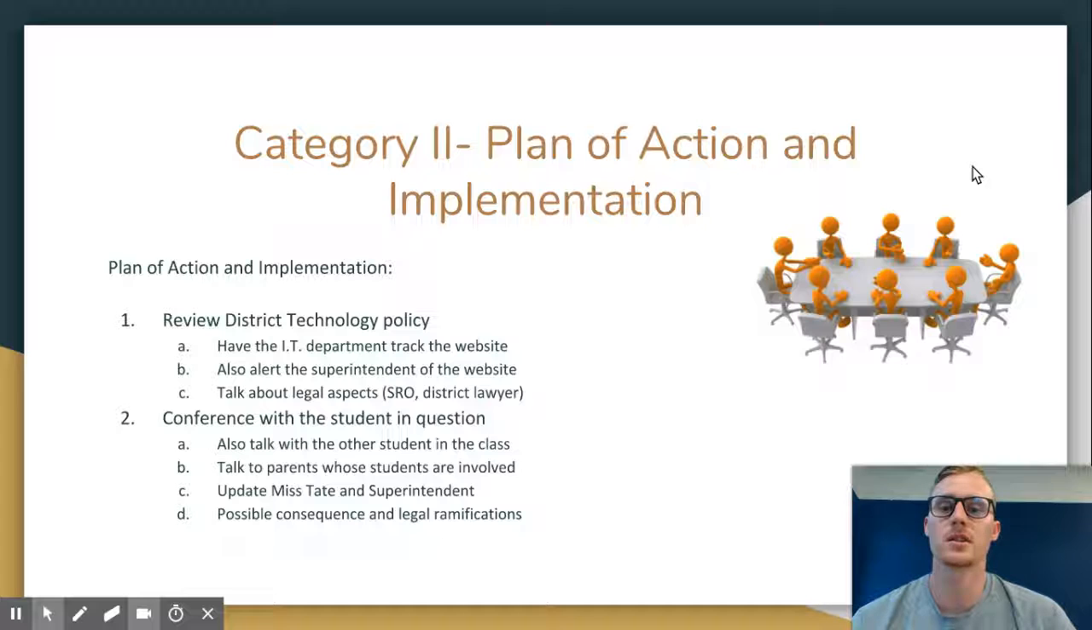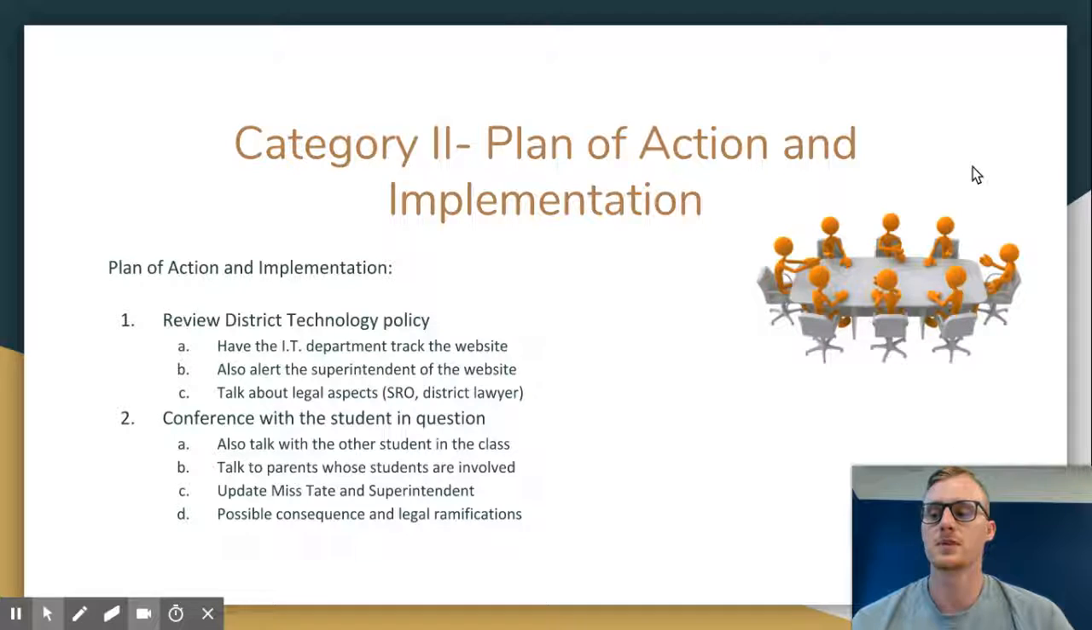Category 2, plan of action and implementation. Number 1, just reviewing the district technology policy. What does that look like? Have the IT department try to track down the website and who created it. Also alert the superintendent about the website, get their opinion on it, and talk about legal aspects with the SRO and district lawyer just to see what the ramifications could be from this.